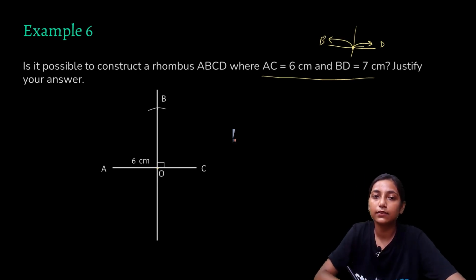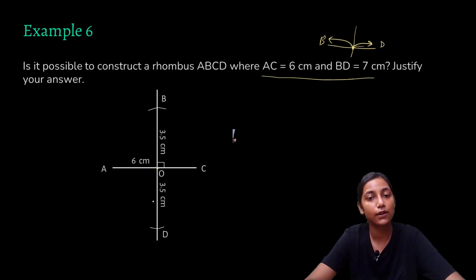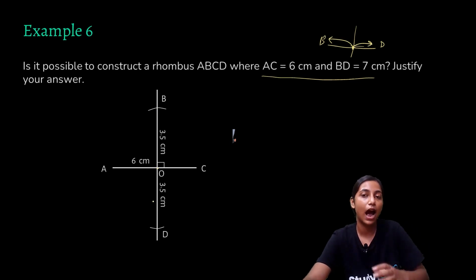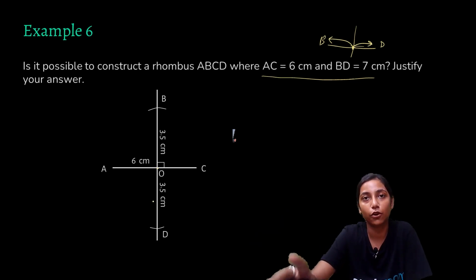Call this point vertex B. On this side also, call this point vertex T. Now just join. These are going to be 3.5 centimeters, as I already told, because it is going to be half of the diagonal BD, because we know that the diagonals of a rhombus are perpendicular bisectors of each other.